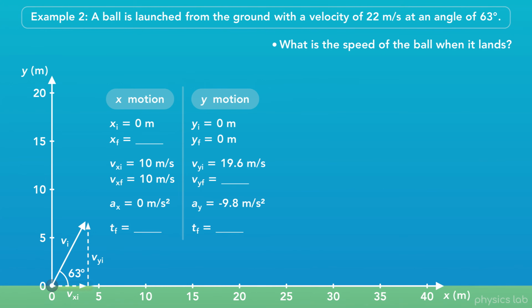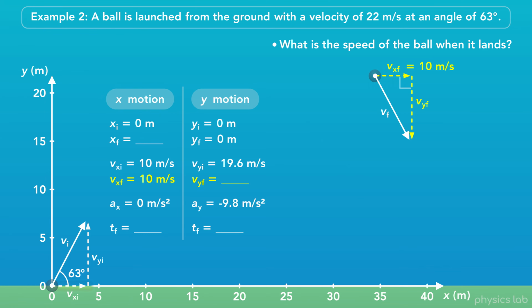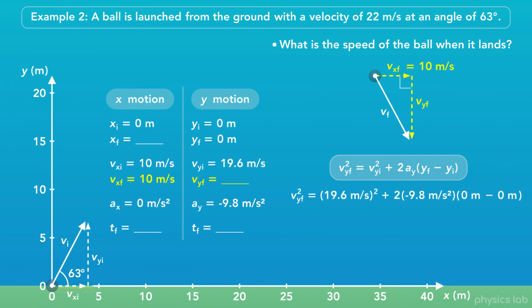Now let's wrap up this example by finding the speed of the ball when it lands. Just like the first example, the final velocity vector is the combination of the final x velocity and the final y velocity. We know the final x velocity, so let's find the final y velocity using this equation. We plug in 19.6 meters per second for the initial y velocity, negative 9.8 meters per second squared for the y acceleration, 0 meters for the initial y position, and 0 meters for the final y position when it hits the ground. Since the initial and final y positions are the same, the terms on the right are multiplied by 0.